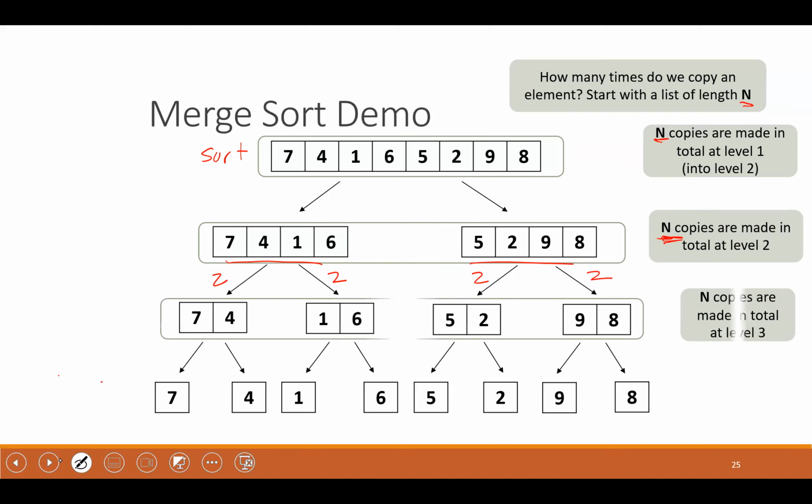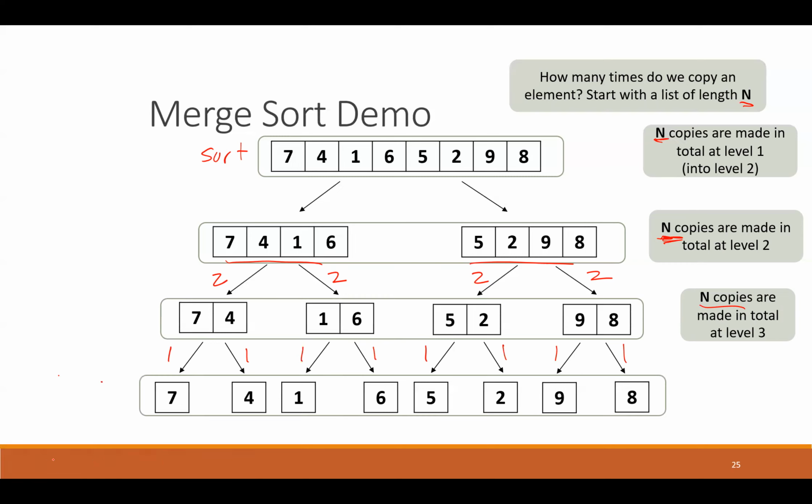Now I can look at the next level. I made 1 copy here, 1 here, 1 here, 1 here. These are separate calls again, but they're all at the same level of the recursion, and if I sum them up, I have again made n copies. And then finally, at the leaves, I just return. I don't make any copies, so there's 0 here.